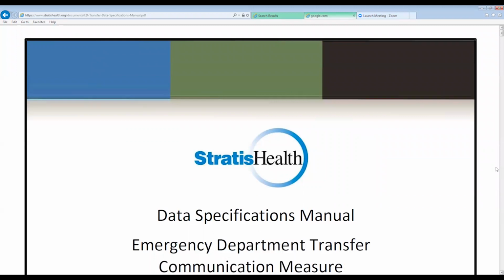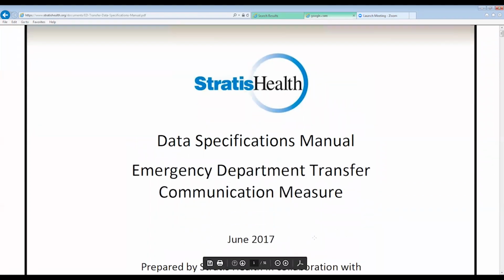Okay, so we've got our manual, and it does say this is the most current version, June 2017. Now, I really wasn't aware of this till we did a pilot about a couple months ago on the new EDTC measures. And we had some of the hospitals go through the manual, give us some suggestions if they had any, things that weren't clear to them, that kind of stuff.